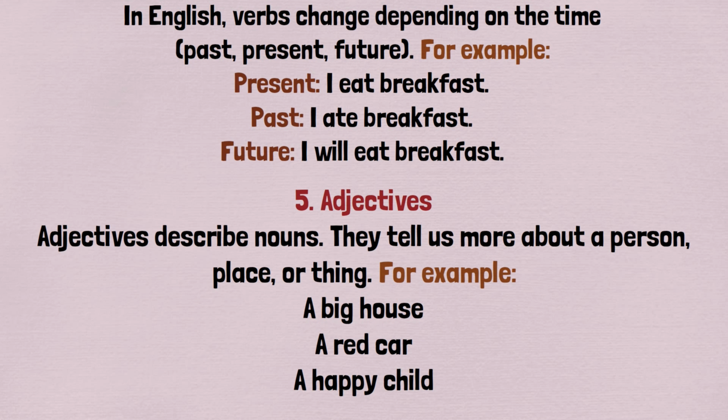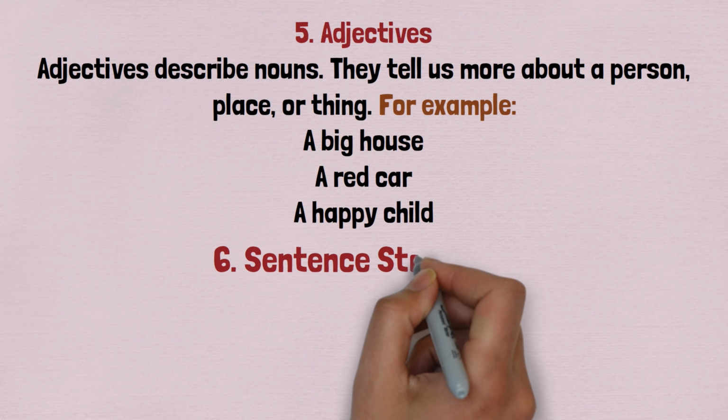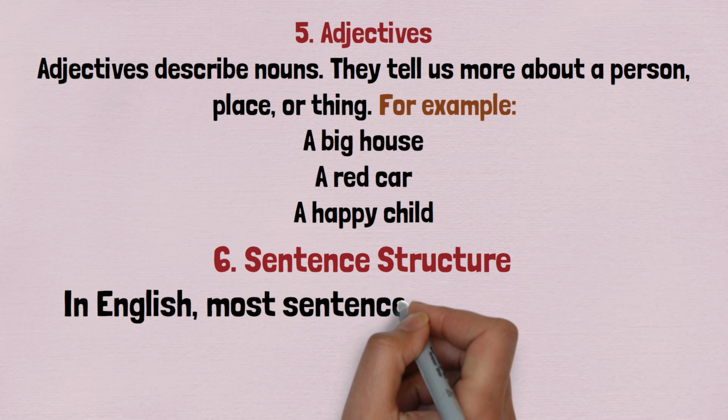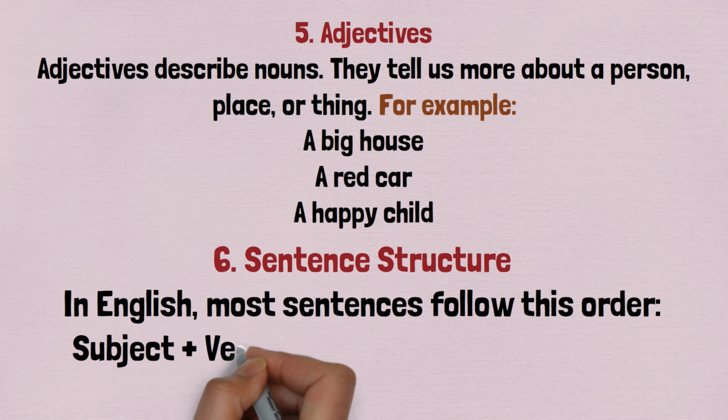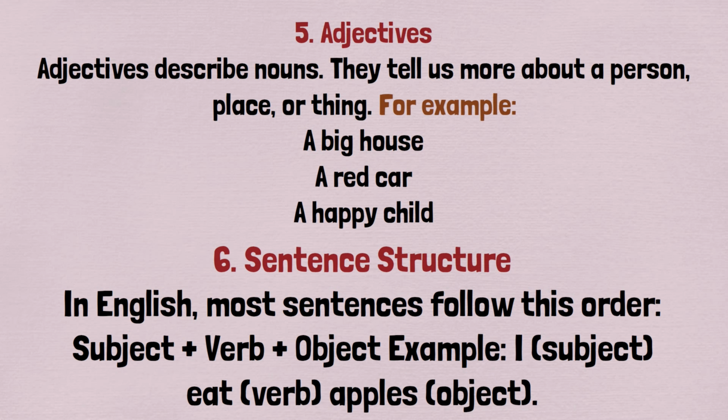5. Adjectives. Adjectives describe nouns. They tell us more about a person, place, or thing. For example, a big house, a red car, a happy child. Sentence structure. In English, most sentences follow this order: subject plus verb plus object. Example: I, subject, eat, verb, apples, object.